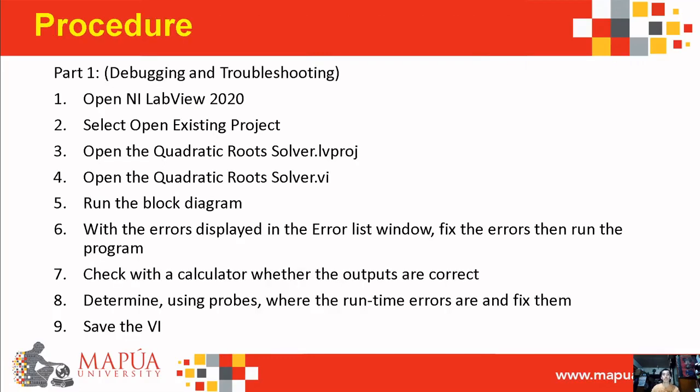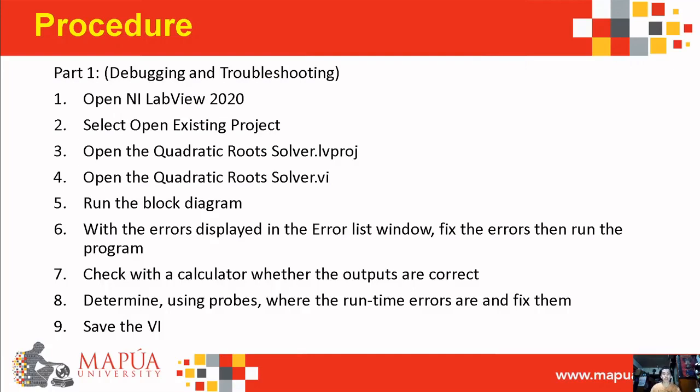Next is the procedure. Part 1 will be dealing with the debugging and troubleshooting, or experiment 4 application. So first, step 1 is to open the LabVIEW software. Next is to open an existing project. The next is to open the quadratic root solver project file. Then we select the quadratic root solver VI file.